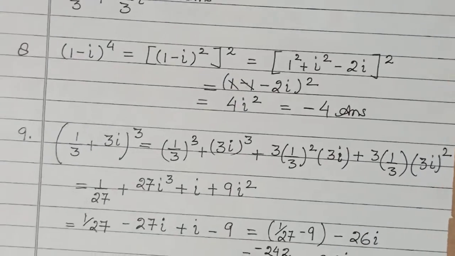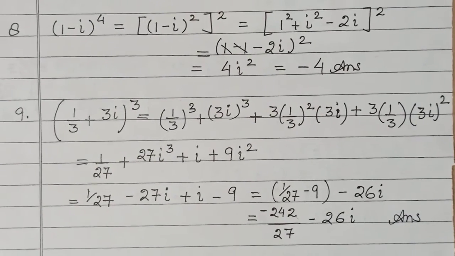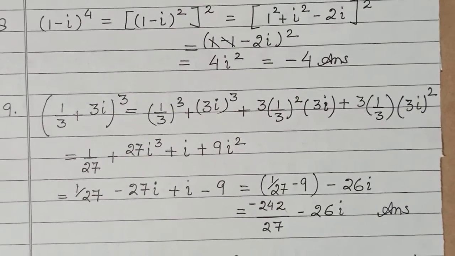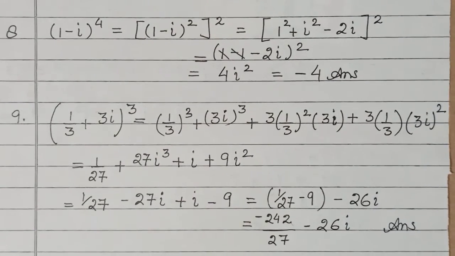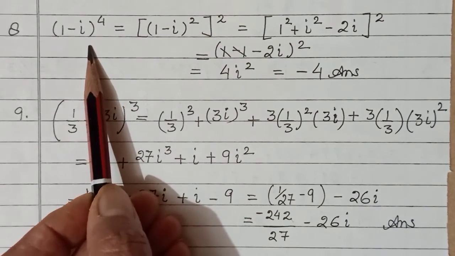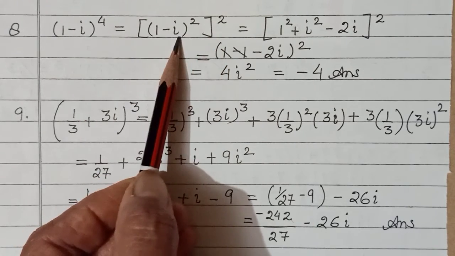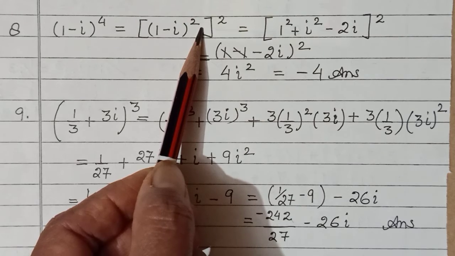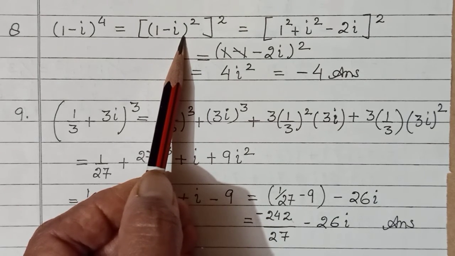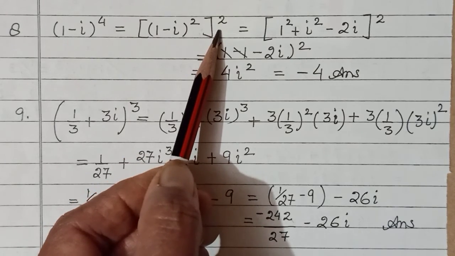Now the eighth one, you have to open it by your identity. The algebraic identity is very much true for complex numbers as well. Okay, so if there is that fourth power, a simple way of doing it is split it as a square of a square, because we do know a plus b or a minus b whole square. So we are going to write this as (1 minus i) square, open this bracket first and then square it again.